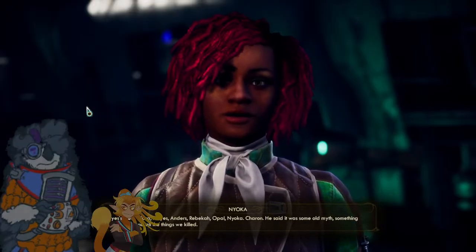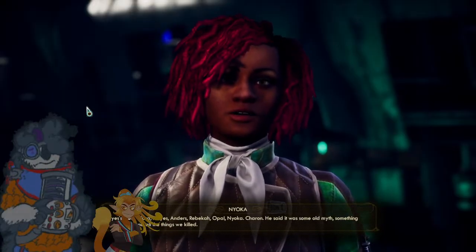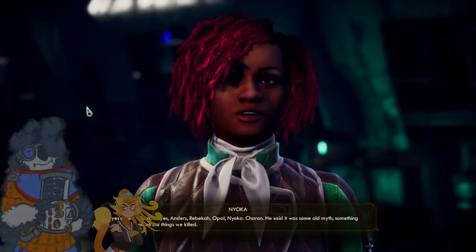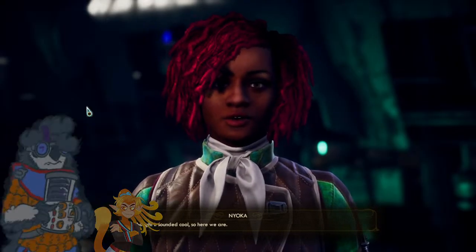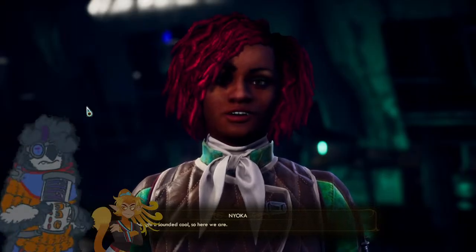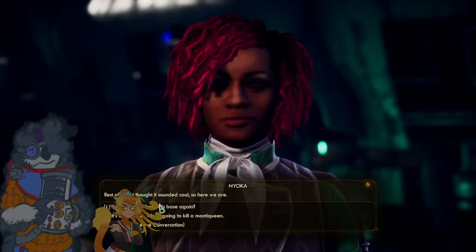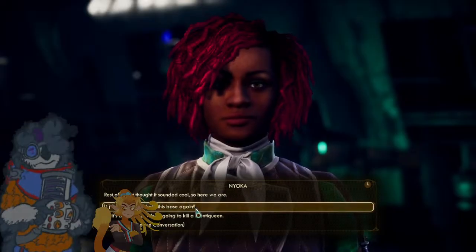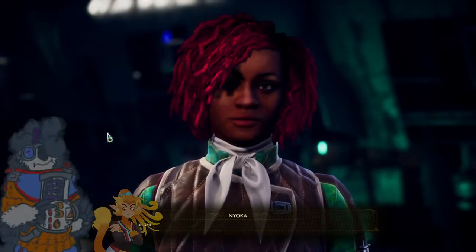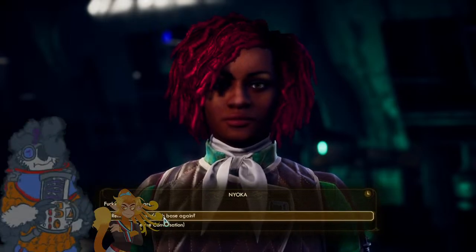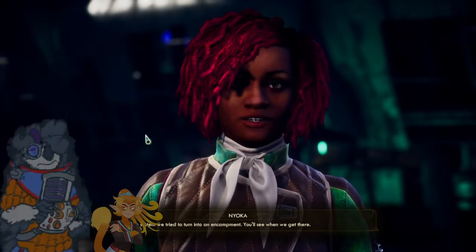Hayes' idea. Clara, Hayes, Anders, Rebecca, Opal, Nyoka. Charon. He said it was some old myth. Something about death and all the things we know. Rest of us just thought it sounded cool, so here we are. Fucking right we are. It's an old cave system we tried to turn into an encampment. You'll see when we get there.